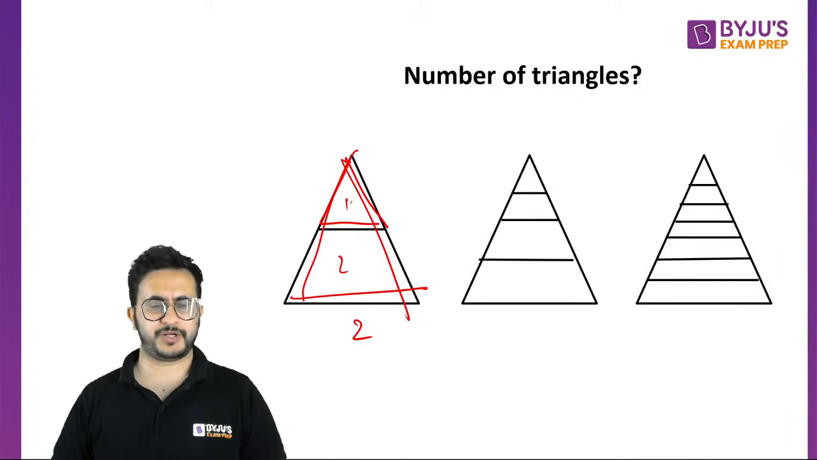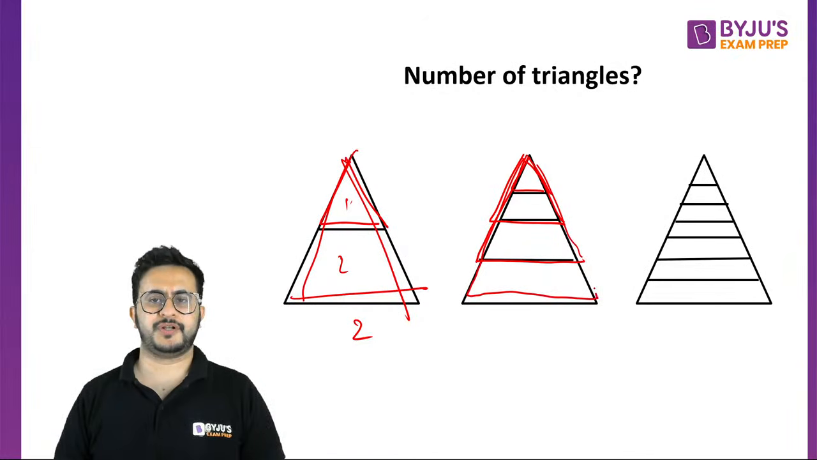Pranali says four triangles. Anyone saying more than four? Ten triangles. Are you talking about the second figure or the third figure? Let us count the number of triangles. One triangle is that smallest triangle. Then we have the second triangle. Then the third triangle. And then the fourth triangle. So there are four triangles.